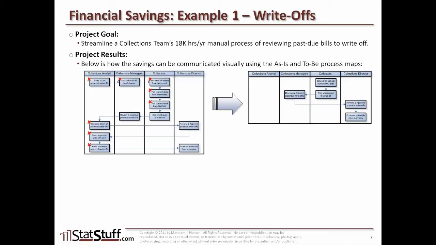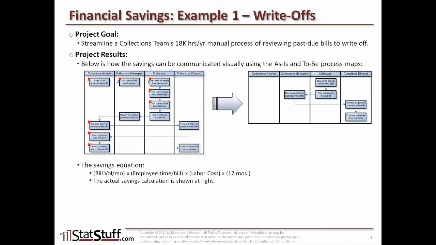So regardless of what was involved with the project itself, from a financial savings perspective, we built this basic savings equation here where we said the equation is taking the bill volume per month, multiplying it by the employee time per bill times the labor cost involved, and multiplying that out by 12 months to annualize it.